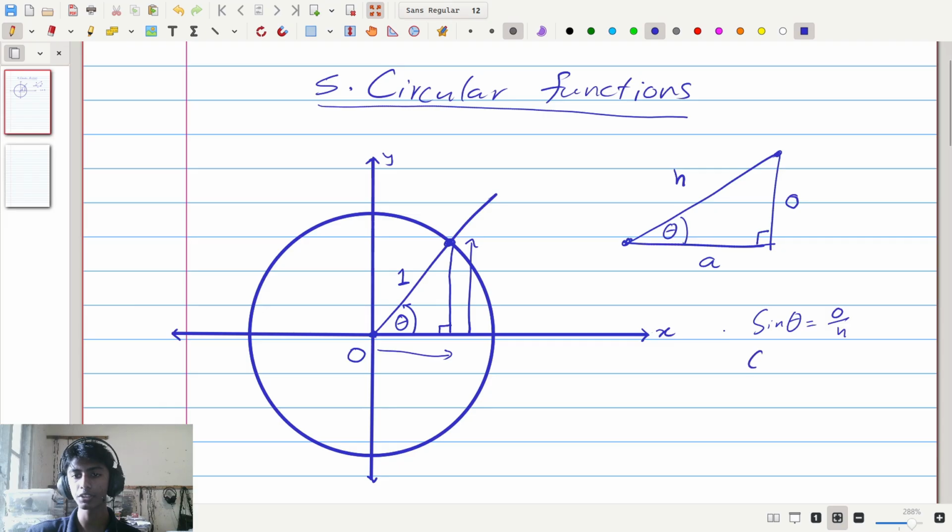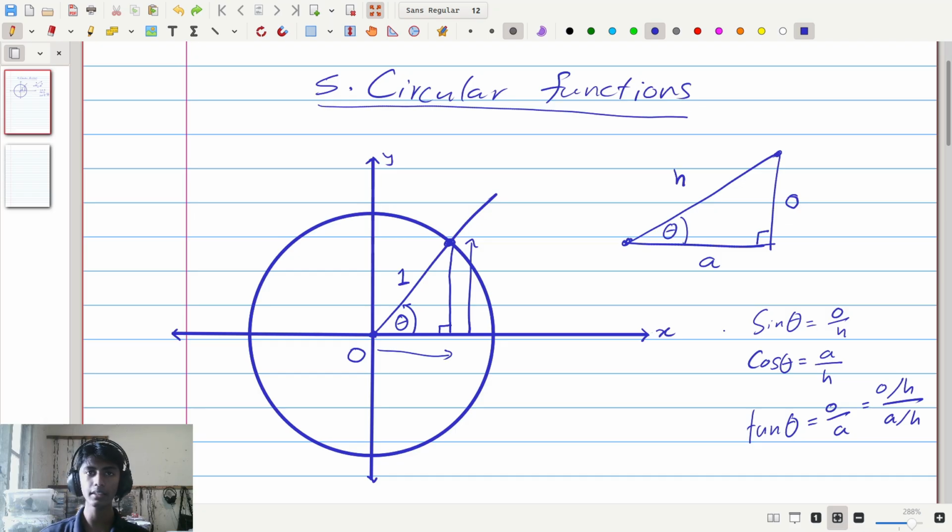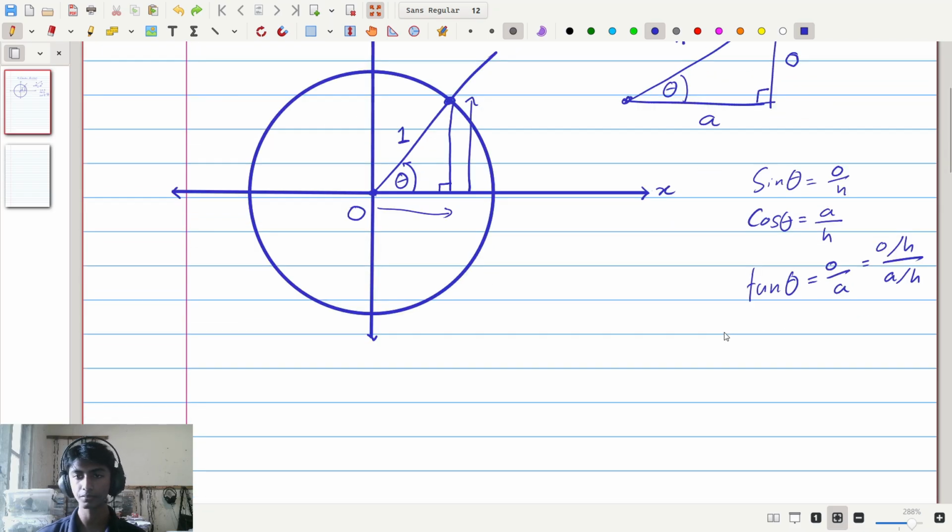Similarly, another trigonometric function cos theta is defined. Cos theta is defined as the adjacent side divided by the hypotenuse, and another function which we call tan theta is defined as the opposite side divided by the adjacent side, which you can see from the other two is actually sine theta divided by cos theta. If you divide sine theta by cos theta, you get O divided by H divided by A divided by H. The H cancels and we just get O divided by A. So we have tan theta is equal to sine theta divided by cos theta. These are the three main trigonometric functions.